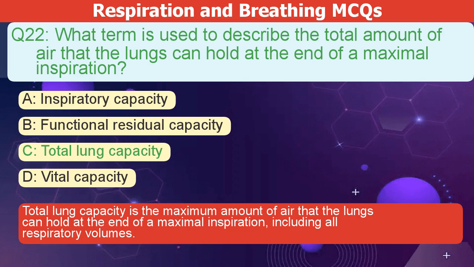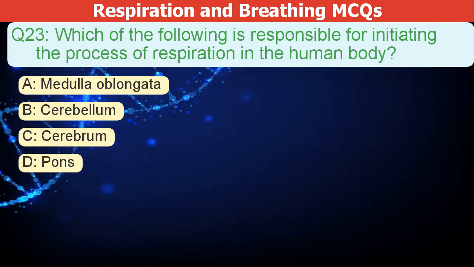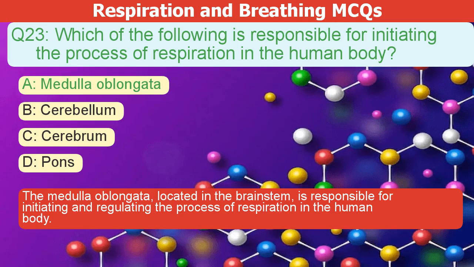Which of the following is responsible for initiating the process of respiration in the human body? A. Medulla oblongata. B. Cerebellum. C. Cerebrum. D. Pons. The correct answer is A. The medulla oblongata, located in the brainstem, is responsible for initiating and regulating respiration in the human body.